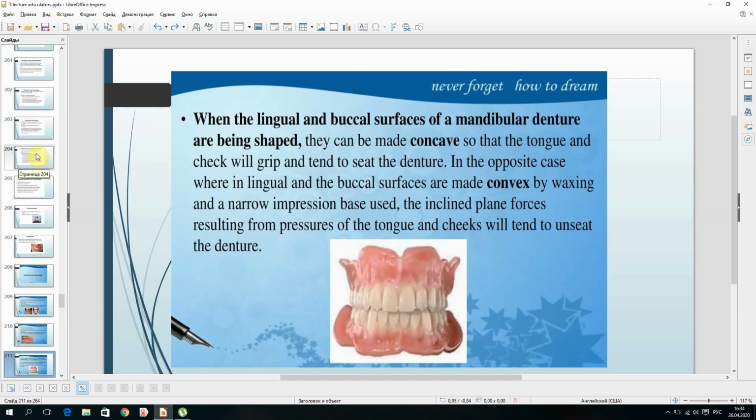When the lingual and buccal surfaces of a mandibular denture are being shaped, they can be made concave so that the tongue and cheek will grip and tend to seat the denture. In the opposite case, if the lingual and buccal surfaces are made convex by waxing and a narrow impression base is used, the inclined plane forces resulting from pressures of the tongue and cheeks will tend to unseat the denture.